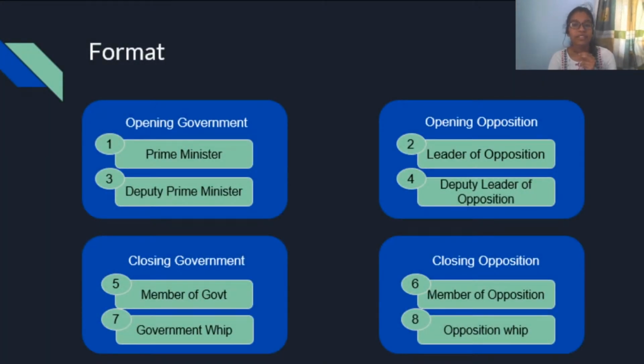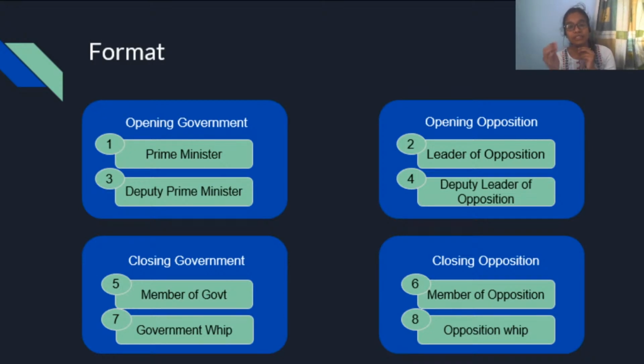So basically, as you can see, as I mentioned earlier, there are two sides, the government side and the opposition side. So the left column is the government side and the right column is the opposition side. There are two benches in each side, the opening and the closing. The first bench is the opening government. So they basically start the debate and they lay the basic foundation.